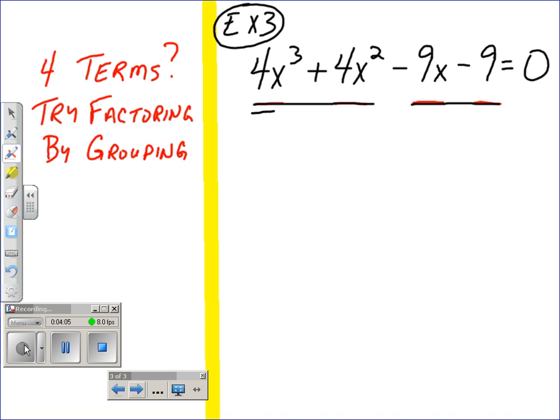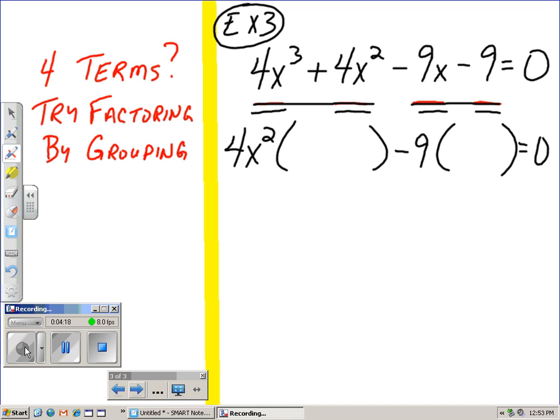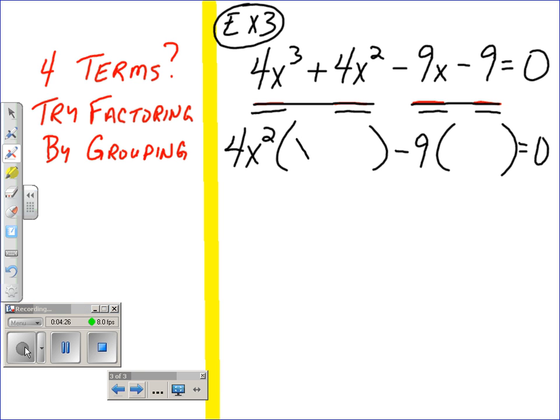I can tell here that these share a 4 and a couple x's, and these here share a 9, so I'm going to factor those out. Just like we did in the last example, I'm going to see what they have in common and factor it out. My first pair, 4x cubed plus 4x squared, has a 4x squared in common. That's their greatest common factor. I'm going to factor that out, and it leaves an x, and there's my plus sign. And then 4x squared divided by itself leaves a 1.